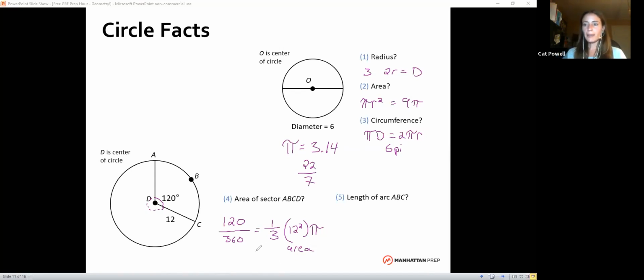If we're going to use the same logic, but now deal with the length of the arc, so just with the outer edge here, how would I find the length of that arc? Yeah. Yep. It's going to be 1/3 of the circumference. It's 1/3 of that total edge of the circle.